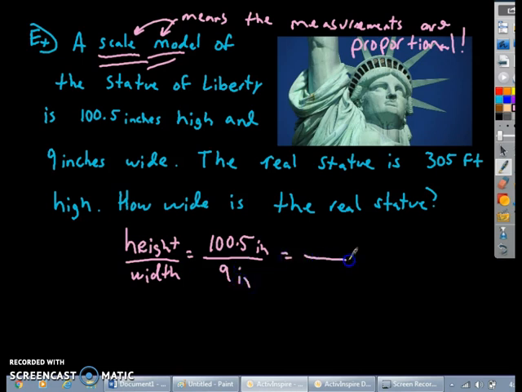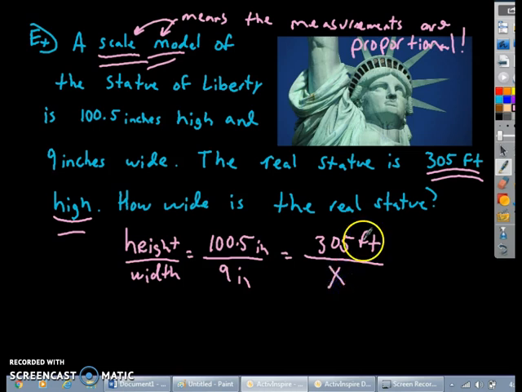All right, so the real statue, they said it was 305 feet high. So you have to ask yourself, should I put it on the top blank or the bottom blank or beneath the division symbol? So if that's true, it says height here and width is on the bottom. Since I'm looking for width, I know that one's unknown, and my height is what I do know. So I'm going to put the 305 on top. And my width, I don't know, so I'm going to call it X.